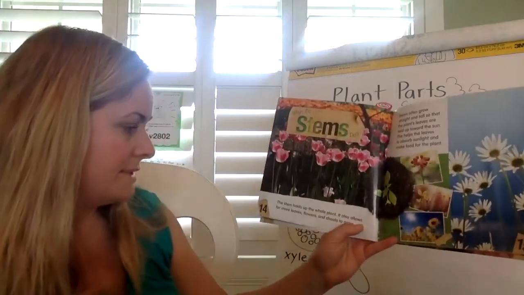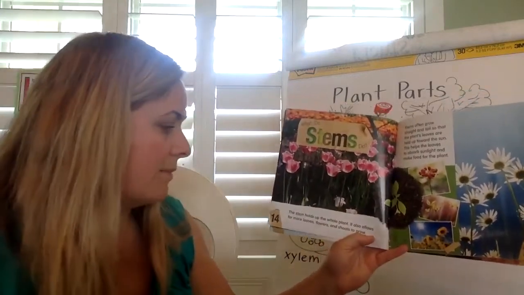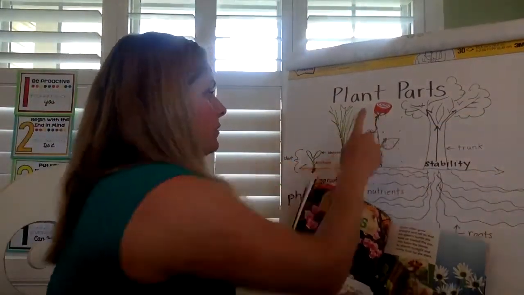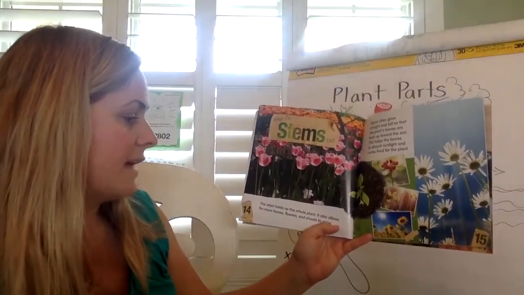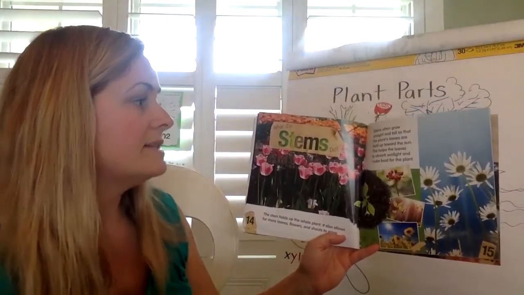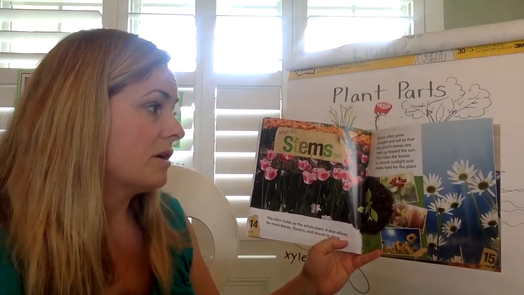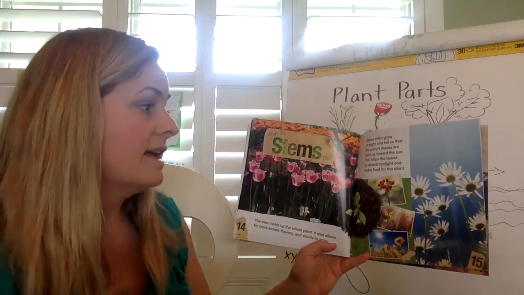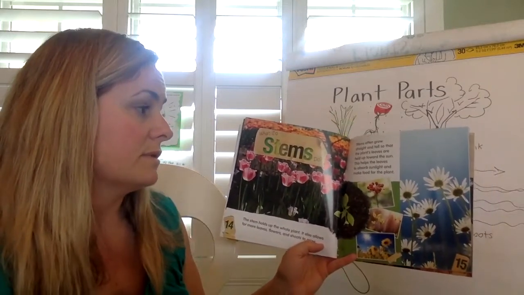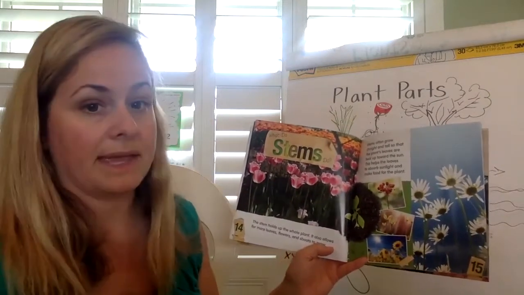What do stems do? The stem holds up the whole plant. So that's a reason we have the stem here holding up the whole plant. And it also allows for more leaves, flowers, and shoots to grow. Stems often grow straight and tall so that the plant's leaves are held up toward the sun. This helps the leaves to absorb sunlight and make food for the plant.